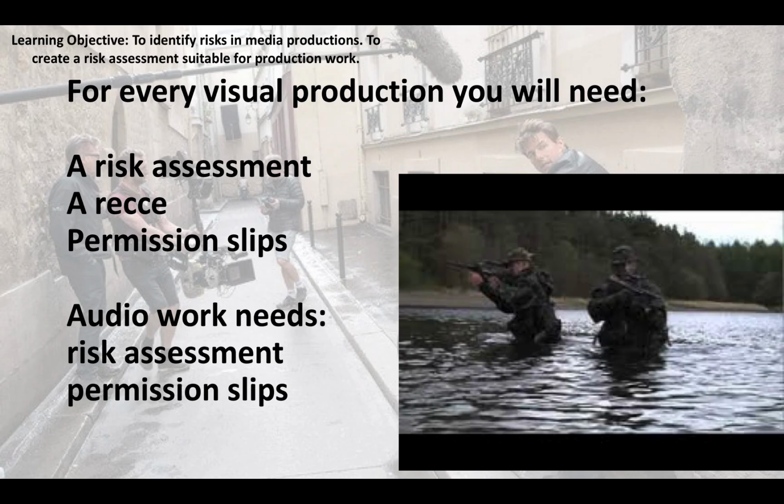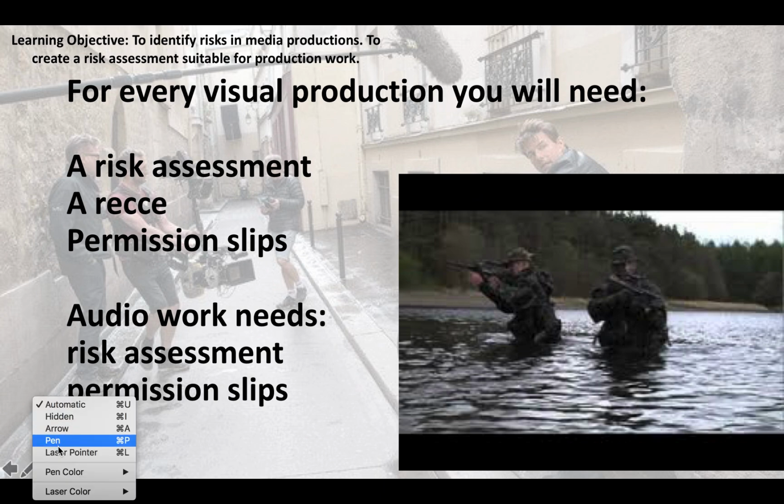So, when you're looking at any production that's visual based, so that is anything from advertising, print products, to making a film, to making an audio visual, you need to consider these things. Okay? So you need to have a risk assessment, which is what we're going to look at in detail, a recce, and you need permission slips from both the people taking part in your production and also for any locations that you use. So if you wanted to use my TV studio, you'd need my permission to do that.